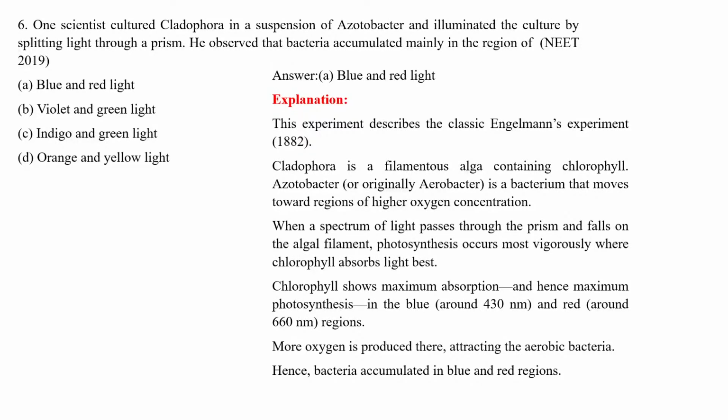chlorophyll absorbs light best. So chlorophyll shows maximum absorption and hence maximum photosynthesis in the blue and red light regions. More oxygen is produced there, attracting the aerobic bacteria. That's why the answer is option A, the blue and red light area. You can take a screenshot of this question; it is a very good question and it came in the NEET exam in 2019.